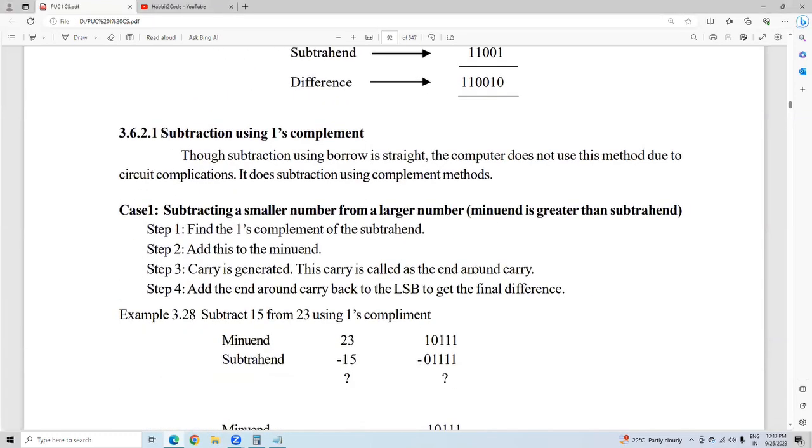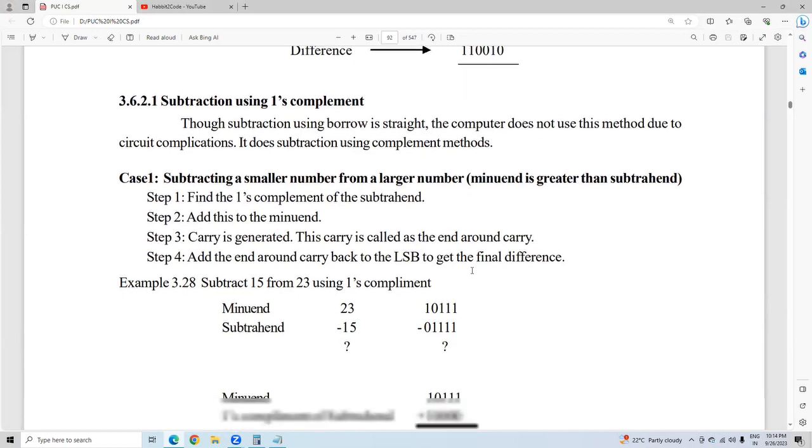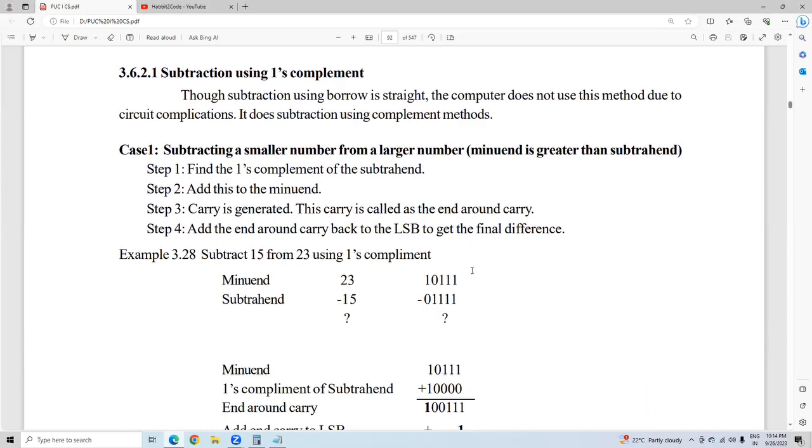Subtraction using 1's complement. Though subtraction using borrow is straightforward, the computer does not use this method due to the circuit complication. It does subtraction using the complement method, 1's complement, 2's complement, those things. Subtracting a smaller number from a larger number, right? That means the minuend is greater than the subtrahend. So find the 1's complement of the subtrahend, right? That means the second number.